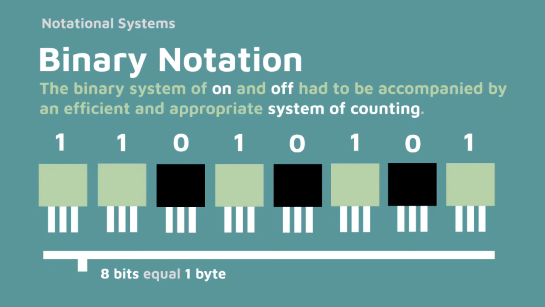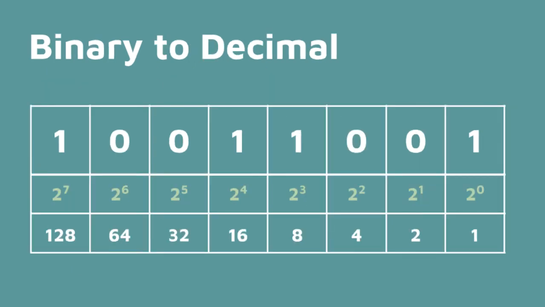If we were to convert binary to decimal, we would only count the 1s, which represent the on states, and we would not count the 0s because they represent the off states. In this example, we would multiply 128 times 1, which is 128, 16 times 1, which is 16, 8 times 1, which is 8, and 1 times 1, which is 1. This would give us the decimal value of 153.